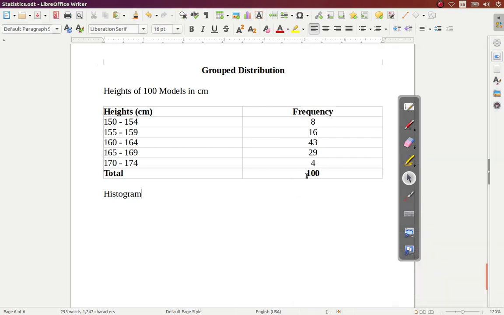Previously we looked at the grouped distribution. In this case, the data is continuous, so you have a continuous variable: the heights of 100 models in centimeters. What we did was group the distribution from 150 to 154, 155 to 159, 160 to 164, 165 to 169, 170 to 174. Now that's 1, 2, 3, 4, 5 groups.